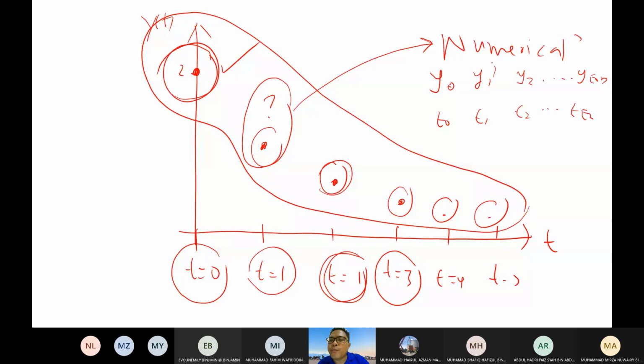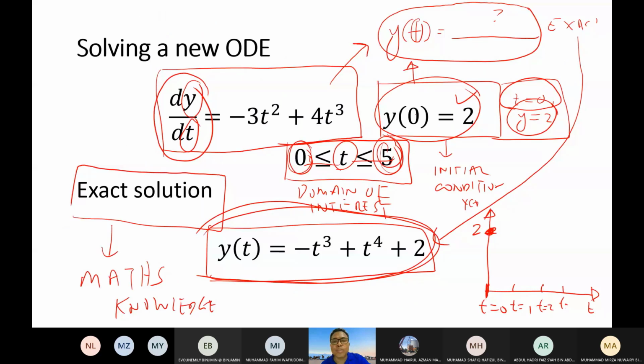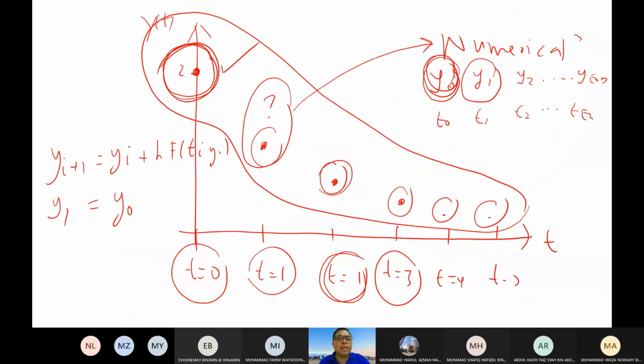So in order to know the future value of y1, you have to know the current or previous value of your y0. Remember the formula: y_{i+1} is equal to y_i plus h f(t_i, y_i). So in order to know my y1, you have to know your y0. Y0 memang you tahu sebab from initial condition. That's why in any ODE, initial condition memang wajib kena ada. Kalau tidak, you tak boleh selesai. Initial condition, which is 2 here. So I know that this value is 2.